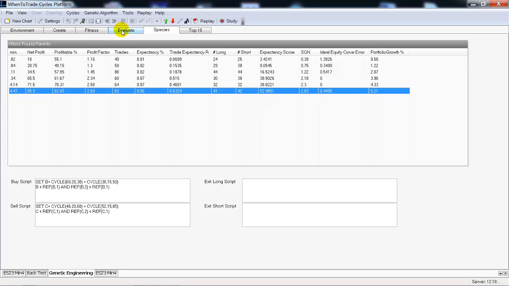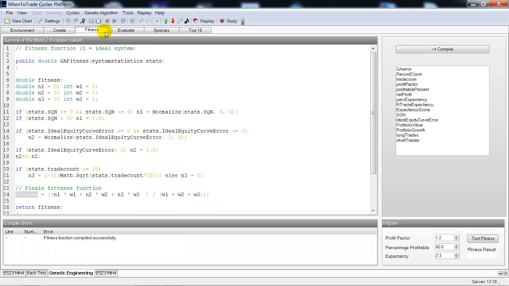So I hope this gives you another interesting point of view on the genetic algorithm in combination with cycles.